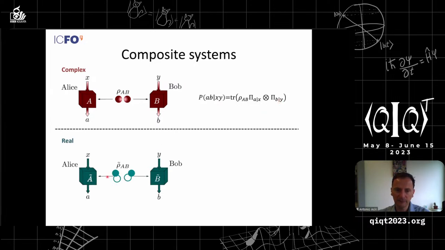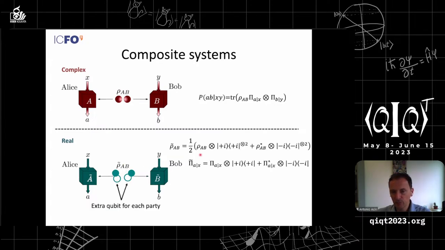Now the way the real quantum physicist is going to reproduce these statistics is by adding a qubit for every entangled particle. So if you want two particles, you are going to multiply the dimension by four. And then you play the same trick. You do this for the state, but now there's an extra qubit and you put an I for each particle or a minus I for each particle.